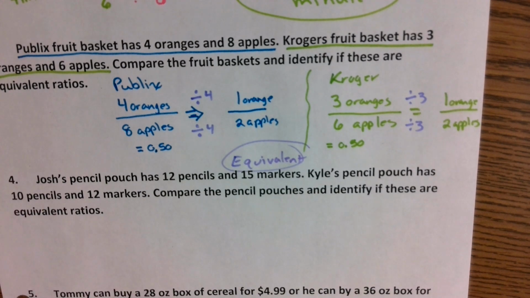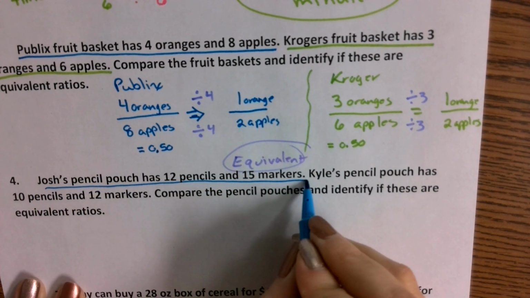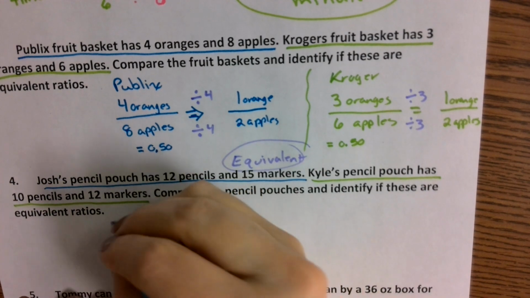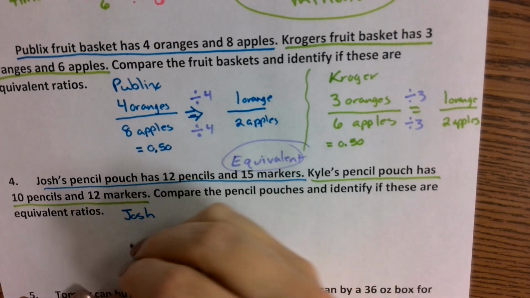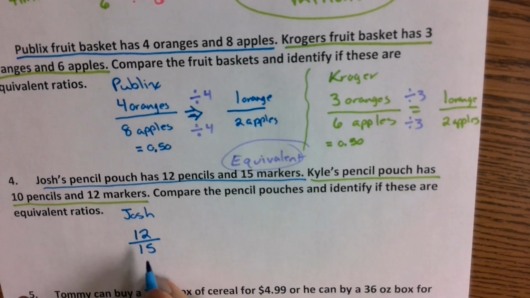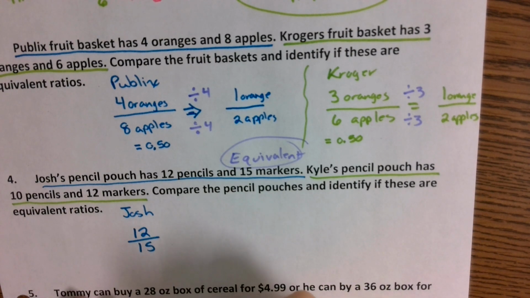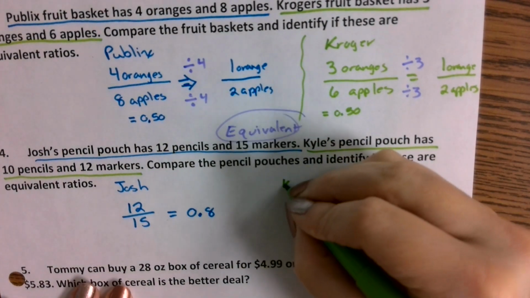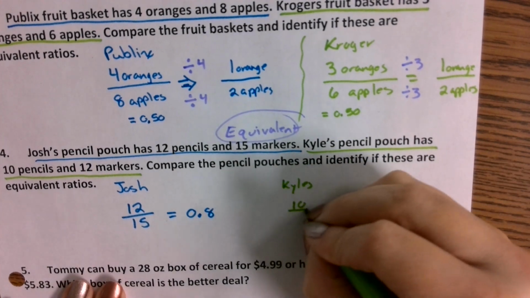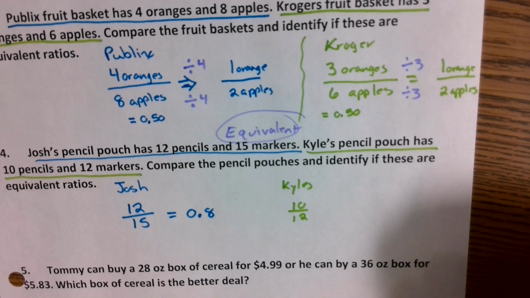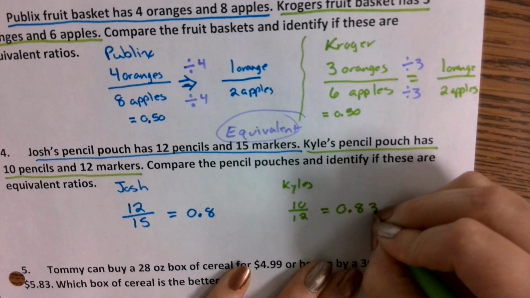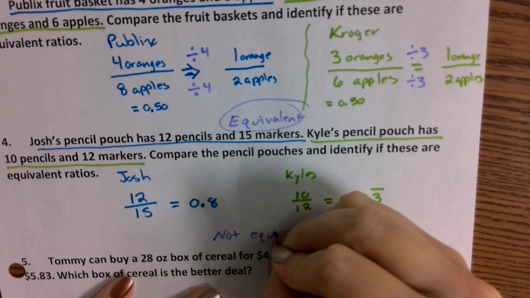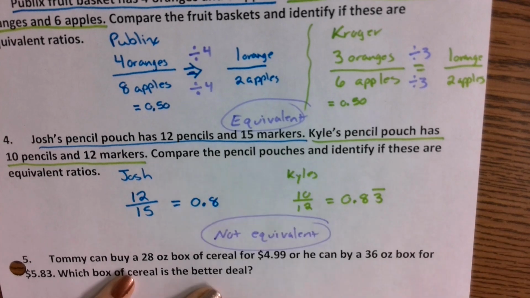But for problem 4, Josh's pencil pouch has 12 pencils and 15 markers. Kyle's pencil pouch has 10 pencils and 12 markers. If we set these up, for Josh, I'm going to set his up as 12 over 15. If I divide 12 by 15, that's going to come out to 0.8. Now for Kyle, Kyle's is 10 over 12. If I divide that out, that's going to come out to 0.83 repeated. Are those the same? No, this is not equivalent.